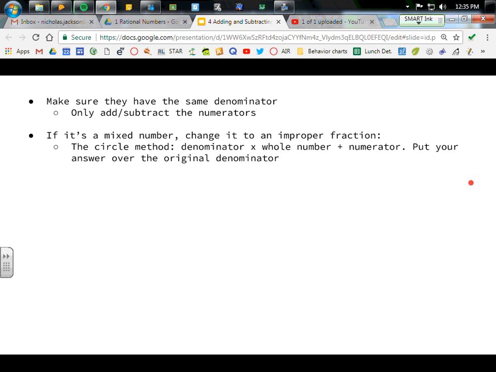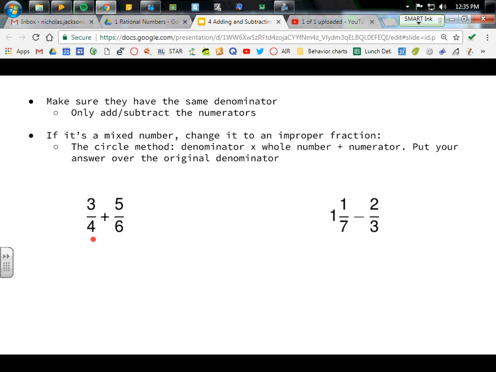All right, if the number that you're beginning with is a mixed number, we're going to change it to an improper fraction. And if you're not familiar with that, we use what I call the circle method. Starting with your denominator, multiply it by your whole number, then add it to your numerator, then put the answer you get over the original denominator. So you kind of go in a circle. All right, so let's practice a couple.